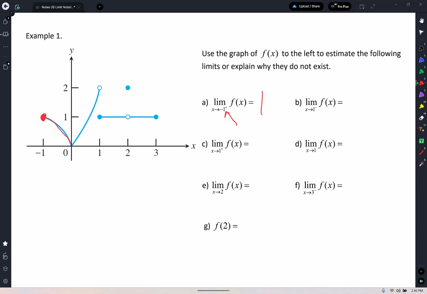All right. Let's go to letter B. Limit as x approaches 1 from what side? So here I am. I'm approaching 1 from the left. What y value am I approaching? 2. I'm approaching 2.